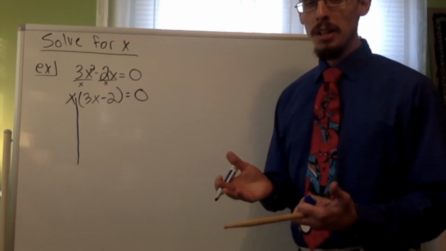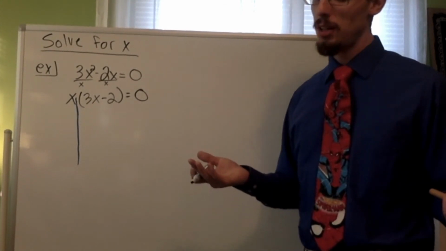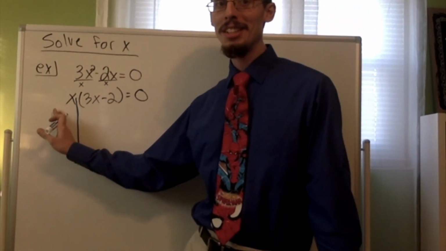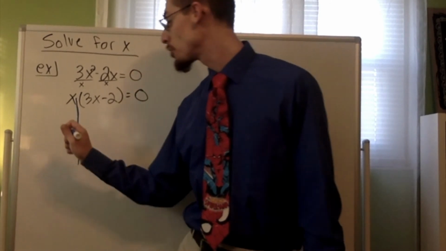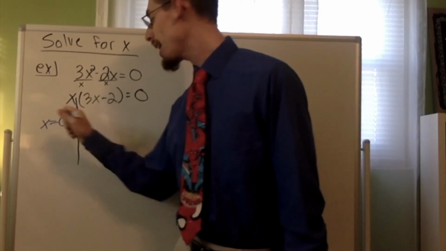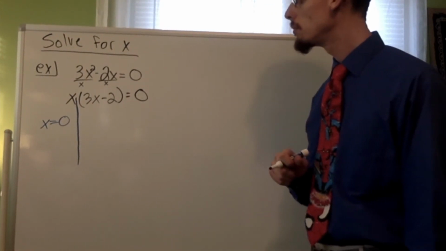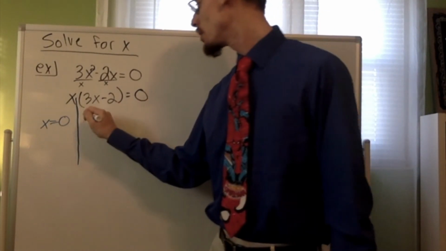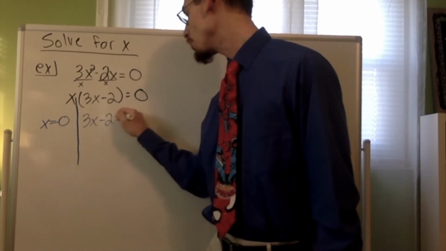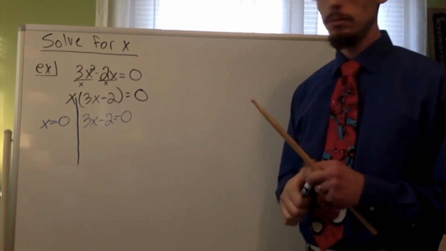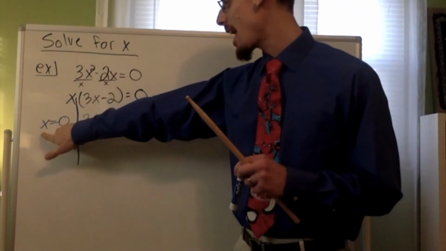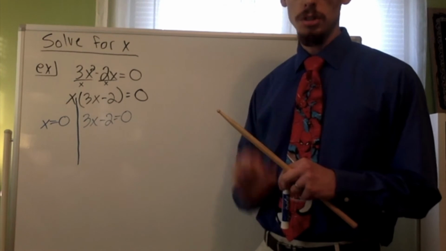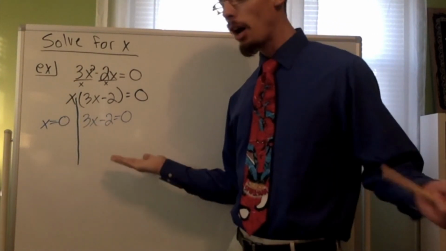Now, it might seem a little too easy, and that's because it is. Over on the left-hand side, the only factor I have is an x. So one thing I can say for sure, x has to equal 0, or the other one, 3x minus 2 equals 0. So I have two different factors, x and 3x minus 2, and one of them must equal 0. Now I just solve both of these equations.